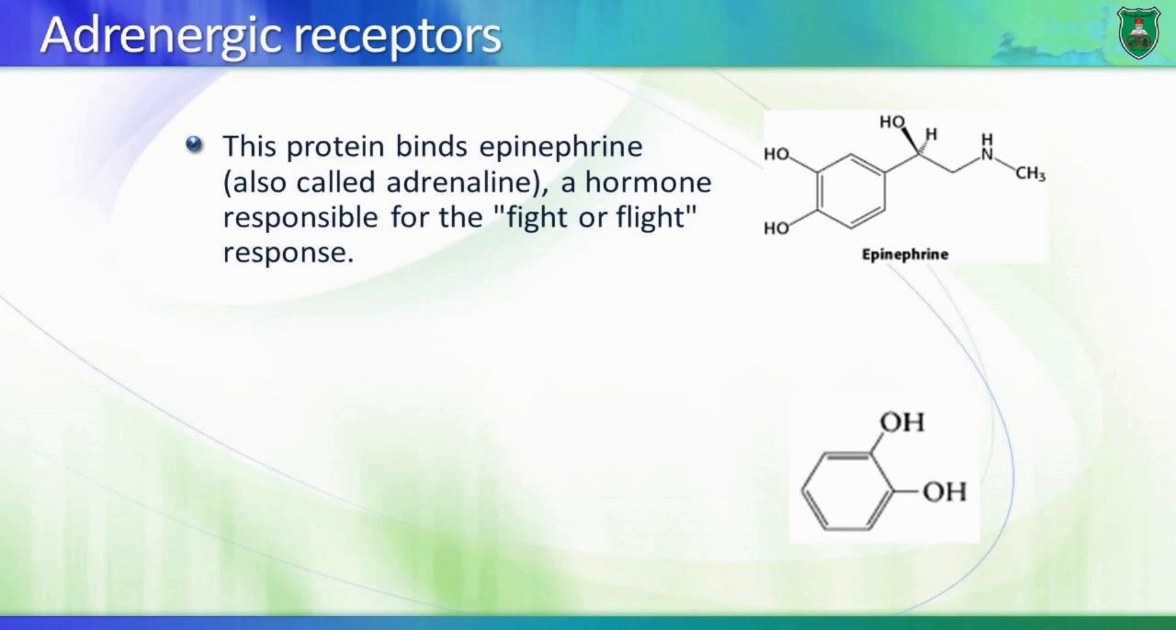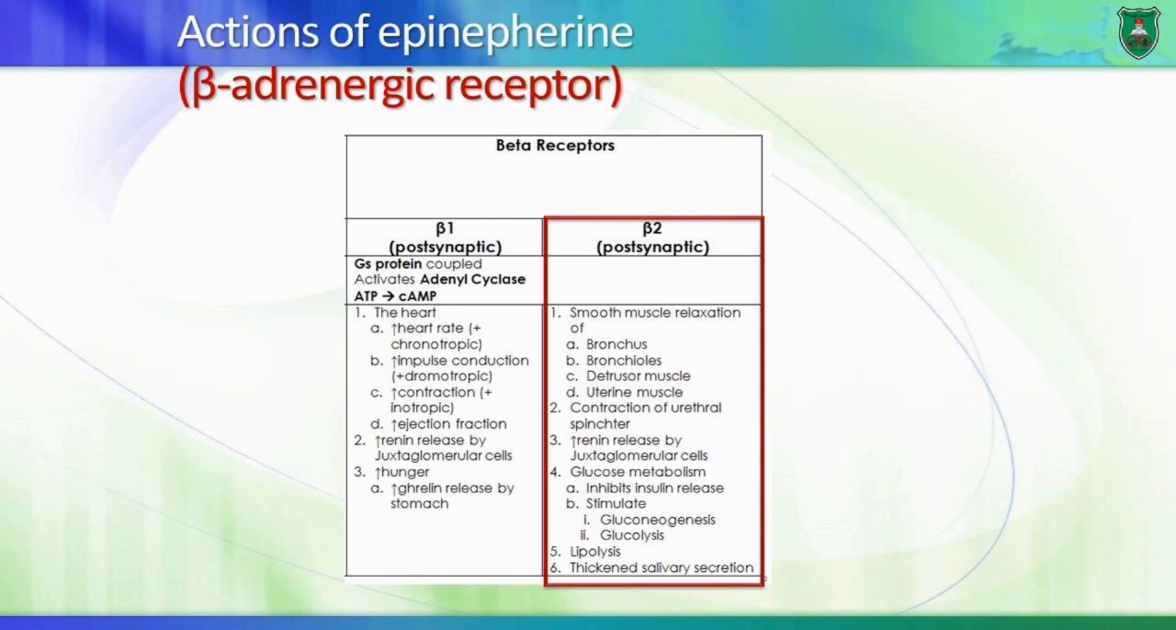We have adrenergic receptors. These respond to epinephrine, and epinephrine is the hormone responsible for the fight or flight response. It belongs to the catecholamine hormones. They're known as catecholamines because they have this ring right here. So what happens is that epinephrine binds to the beta-adrenergic receptor, and notice that when it binds to the beta-2 adrenergic receptor, you have relaxation of smooth muscles, inhibition of insulin release, stimulation of gluconeogenesis, glycolysis, and activation of lipolysis. The purpose is to produce a lot of energy.